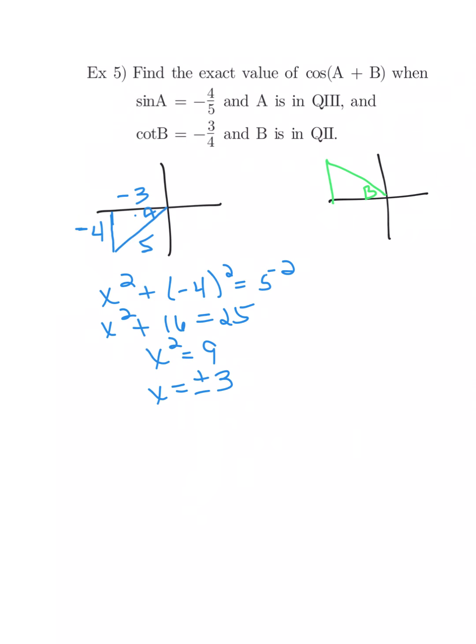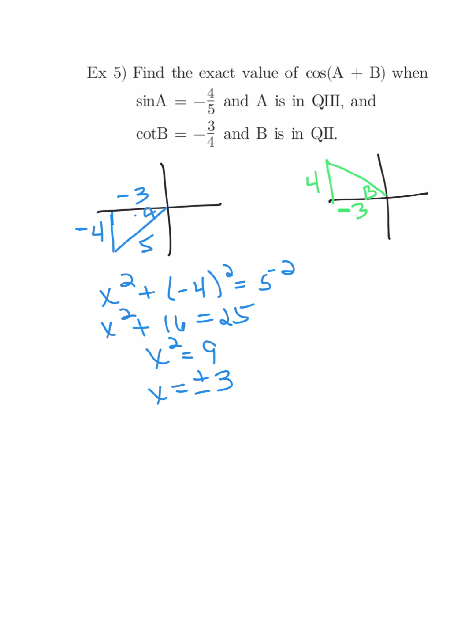Cotangent of B is negative 3/4. Cotangent is x over y. So my x value is 3 and my y value is 4. Which one of those gets the negative sign? In quadrant 2, x is negative.